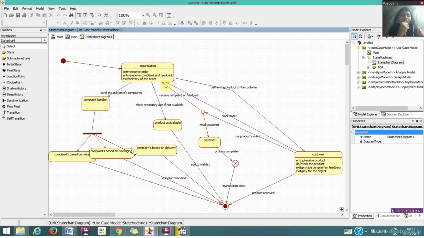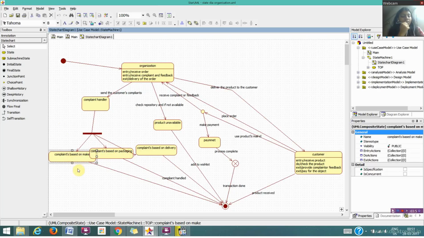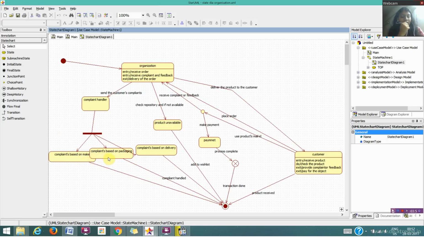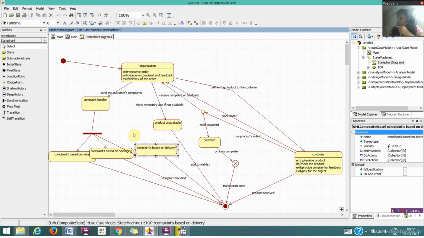If a complaint is received, then the organization sends the customer's complaint to something called a complaint handler, and this chain is called synchronization. Whatever complaint is received is handled by these different complaint handlers. The complaint can be based on the make, or on the packaging, or it can be a complaint based on delivery. So this will help to handle the different complaints, and once the complaint is handled, finally it will reach the final state.